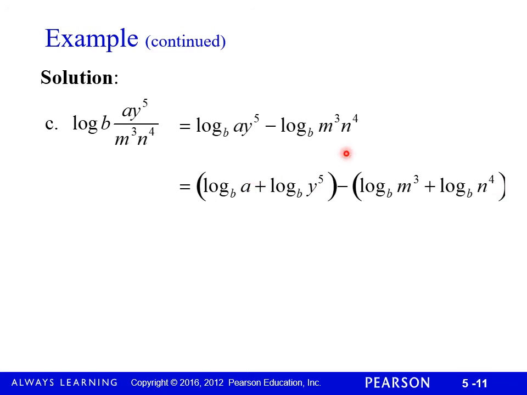Now I can bring those powers down in front and distribute the negative. So I get log of a plus log, I guess they just distributed the negative first. My bad, I'm not following my own notes, sorry.